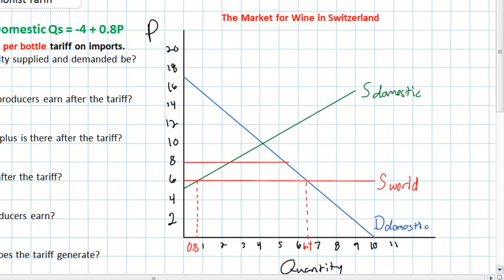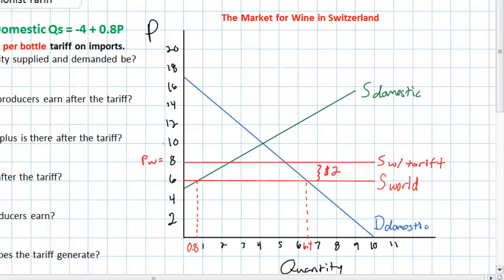Notice that the world supply curve will shift upwards, reflecting that the cost to importers of wine will rise by $2 for every bottle that they import. The distance between the old supply curve and the new supply curve represents the $2 tariff, as we can see. Now, the world price with the tariff is equal to $8 per bottle.